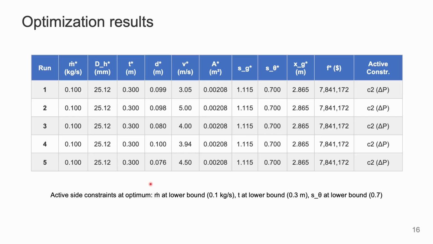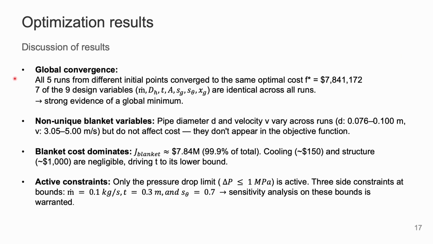All 5 runs reported successful convergence. Here are 4 key takeaways from the results. First, all 5 runs from different starting points converged to the exact same optimum of $7.84 million, with 7 of the 9 variables identical. This gives us strong confidence it's the global minimum.